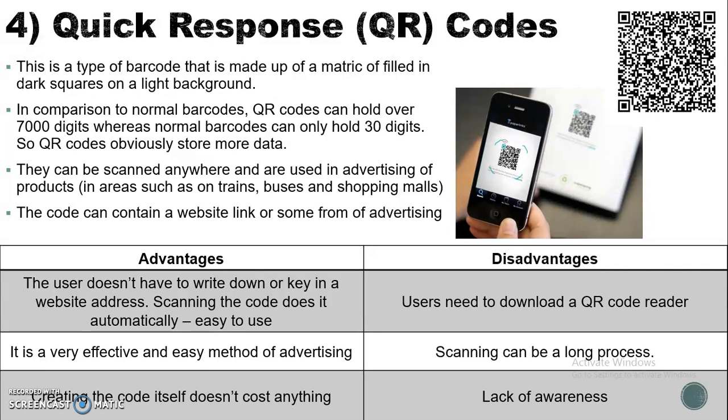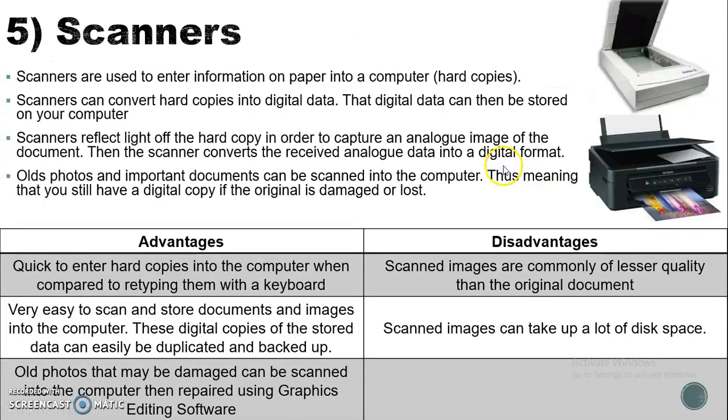Disadvantages include users need to download a QR code reader, and some might not want to do that because it wastes space on your phone. Scanning can also be a long process, and lack of awareness of these codes can also mean that fewer of them are used by people. This is what a QR code usually looks like, and this is an example of a QR code reader on your phone that you can use to scan these codes with.